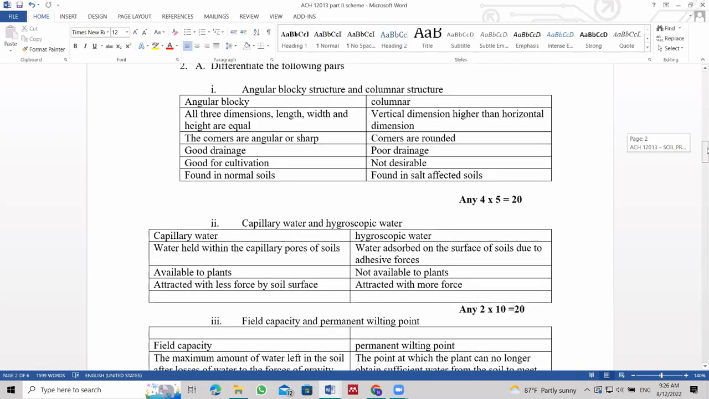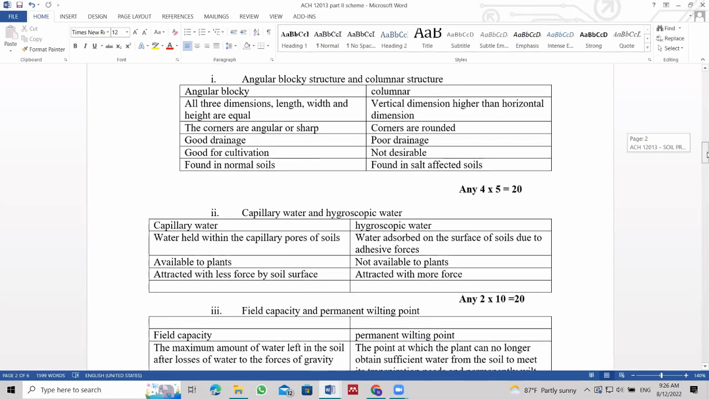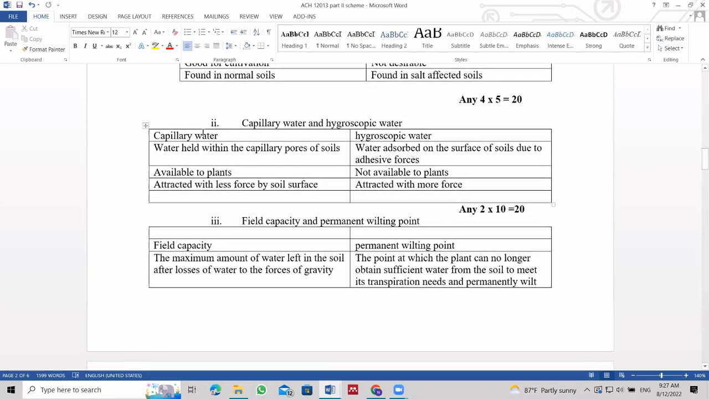If you are asked to differentiate, it is better to put it in a table form rather than writing in paragraph. Okay, it is easy for us to correct, and for you it is easy to write. No need to draw these lines, just 2 columns, put the number and you can write.